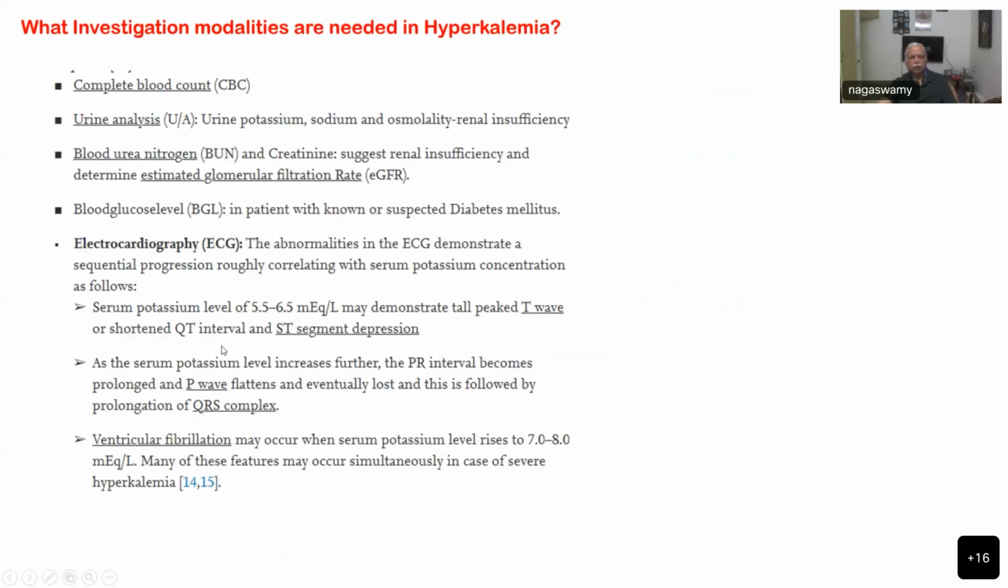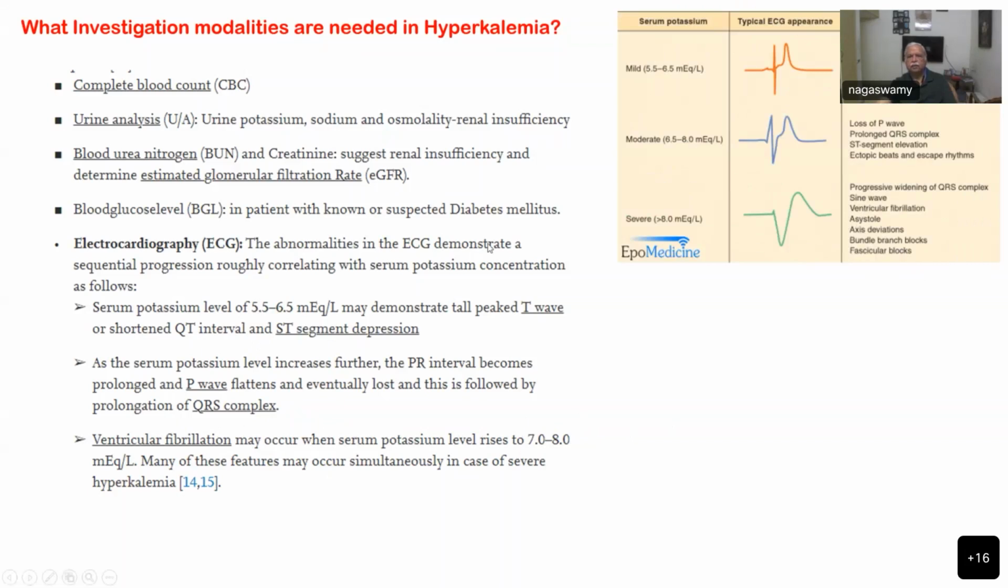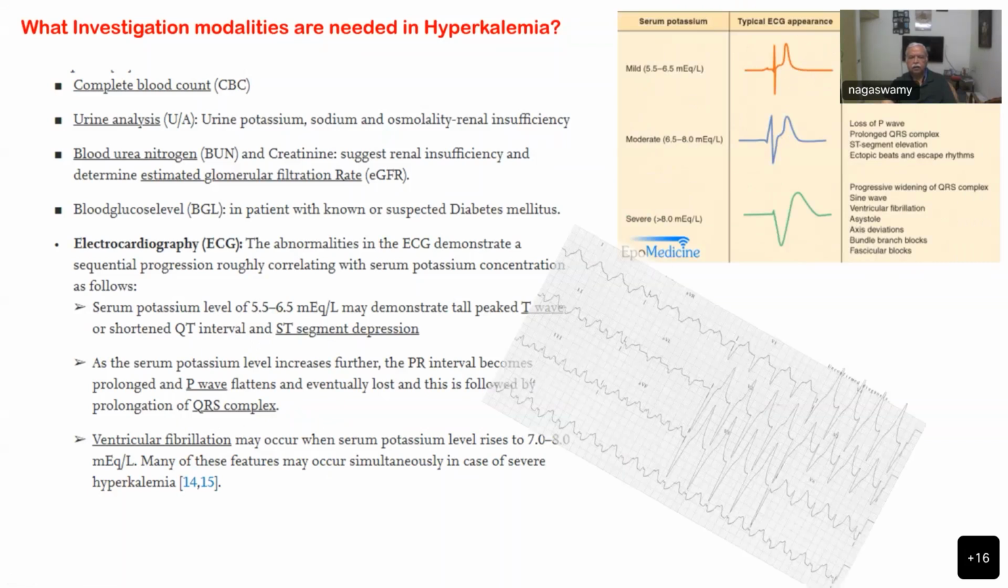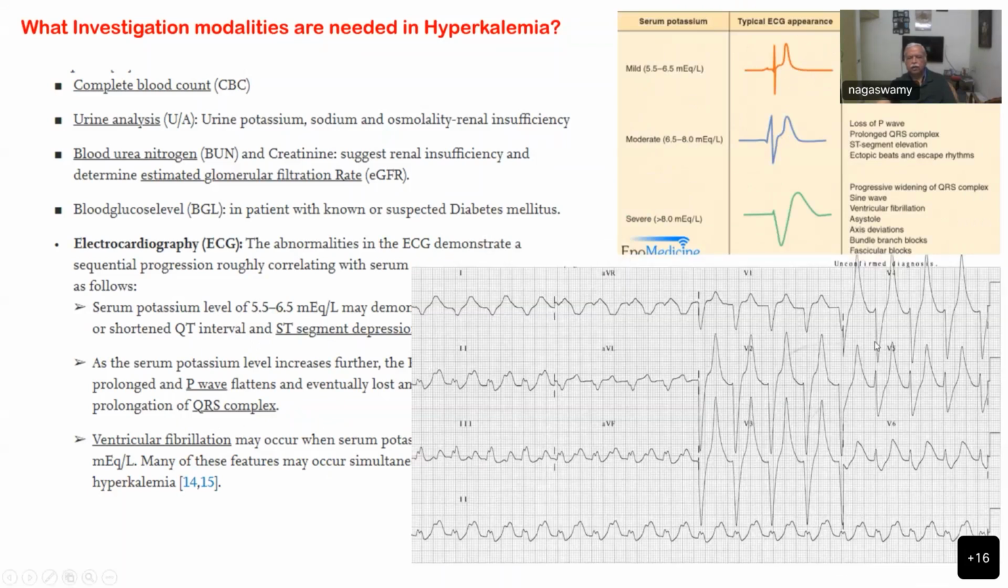T wave peaking, shortening of QT interval, and ST segment depression. Then T wave flattens and completely disappears. Lastly, ventricular fibrillation occurs when the potassium level is 7 to 8 milliequivalents. And these are all the various types of ECG line drawings to describe what happens in very mild, moderate, and severe cases. And in OSCE, sometimes they give this sort of ECG for you to identify.